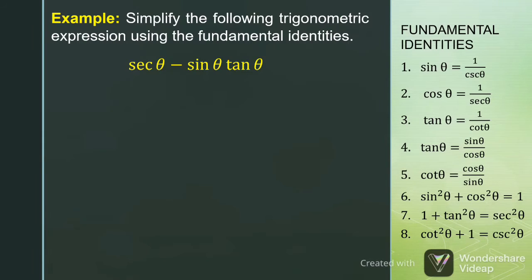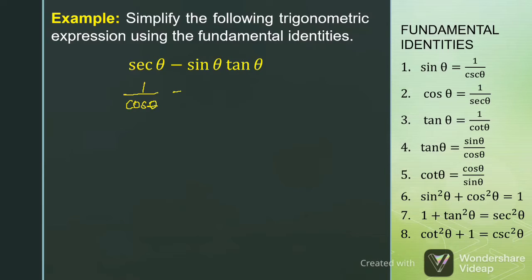Let us have the first example. Simplify the following trigonometric expression using the fundamental identities: secant theta minus sine theta times tangent theta. How are we going to simplify this? We are going to use the identities provided at the right side. So what is the equivalent of secant theta? We can use the second identity. Cosine theta equals 1 over secant theta, because cosine and secant are reciprocals. Therefore, secant is equal to 1 over cosine theta. Okay, so 1 over cosine theta.